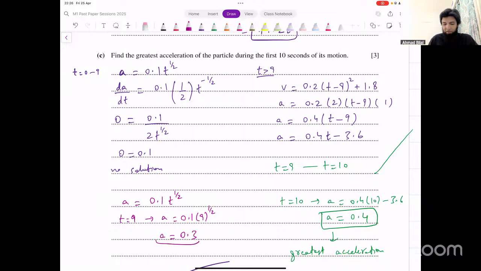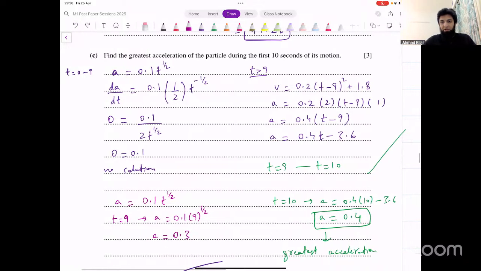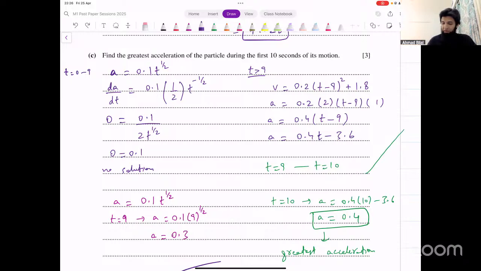That's 0.3. Similarly, in the second part of the journey, we check the acceleration at the highest value of t, which is 10 here, and that turns out to be 0.4. So that is supposed to be the maximum possible acceleration that we get from this. Does that make sense? Differentiation doesn't work. Otherwise, generally we use differentiation in such problems. But in this case, that does not work because the functions do not have any turning points.